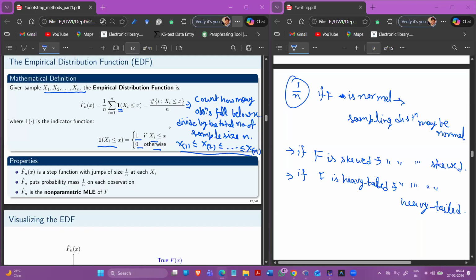Right? So here, the property is that F_n(x) is a step function with a jump of size 1 upon n at each xi, meaning it is a discontinuous function.